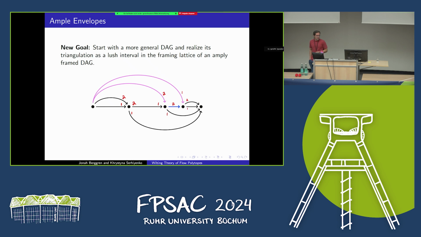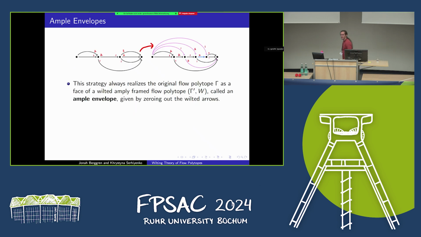And now we are 2 in and 2 out everywhere, but I'm not quite amply framed because I'm not allowed to start with a 2 and end with a 1. So I'm going to replace that arrow with a 2 arrow and then a 1 arrow. And again, I want to make it 2 in, 2 out, so I'm going to fix things by adding this wilted arrow. And the final step here looks like this. I've started with my friend on the right, and I've reached my friend on the left.